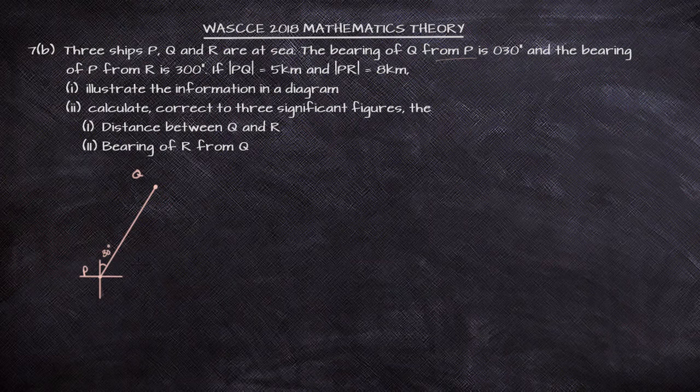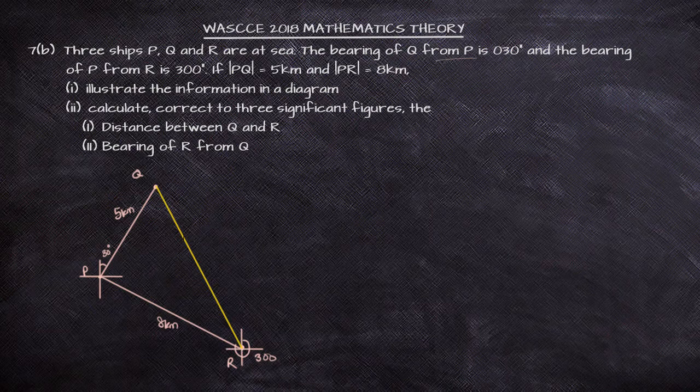Now, we're also told that there is another point R. R is going to be down in respect to P, and the bearing of P from R is 300. So we have to measure 300 from the north. That will be 300. And then the distance between R and P is 8 kilometers. So 5 kilometers between P and Q and 8 kilometers between R and P. This is the diagram that we are asked to actually illustrate. We can complete the triangle by joining line Q and R.